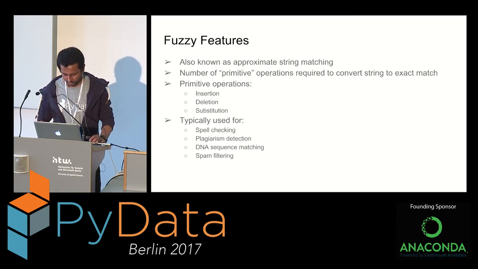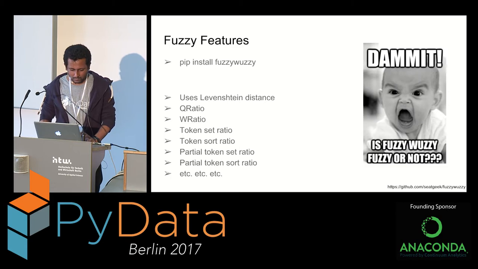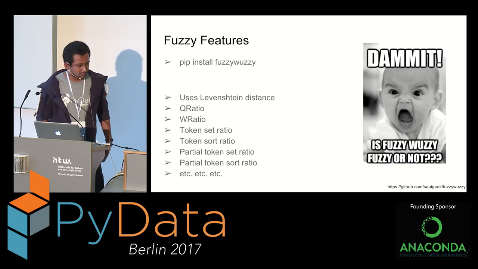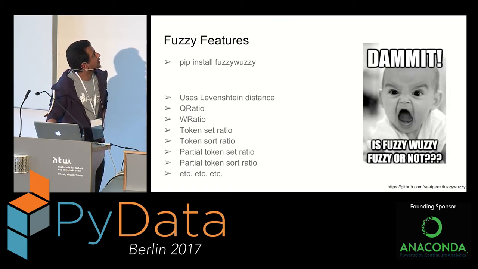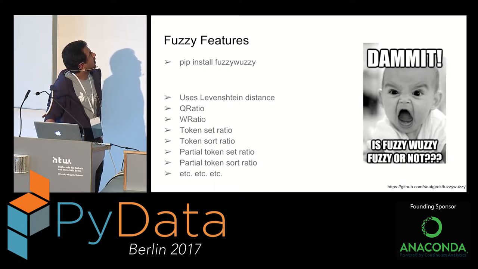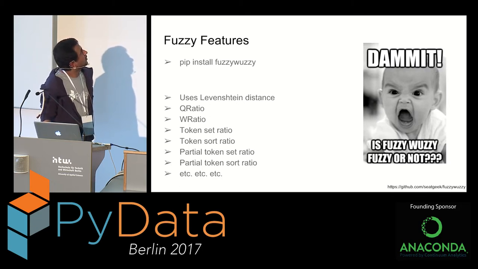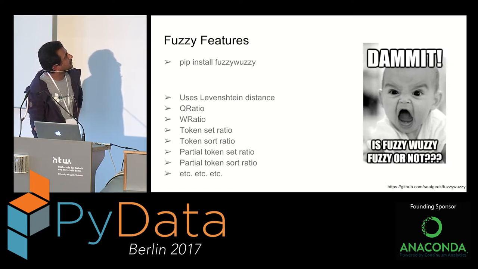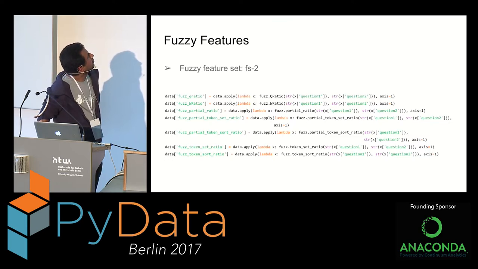I plan to use these features, and we'll see the performance, what happens. There is a package called Fuzzy Wuzzy. It uses Levenshtein distance, and these are the features that I extracted. Q ratio stands for quick ratio, weighted ratio, then the token set ratio, token sort ratio, and the partials of that. There are a few more, but these are some that I plan to use. The fuzzy features are implemented in the same way. You can just call from fuzzy import fuzz, and then you have all the functions, just input two strings, and you get the distance calculated.